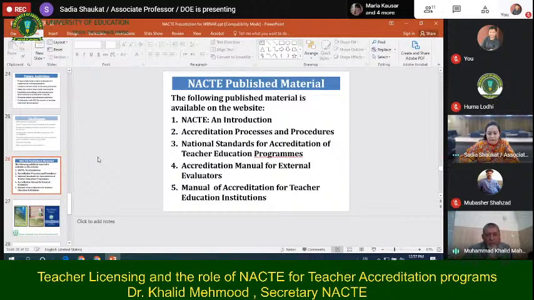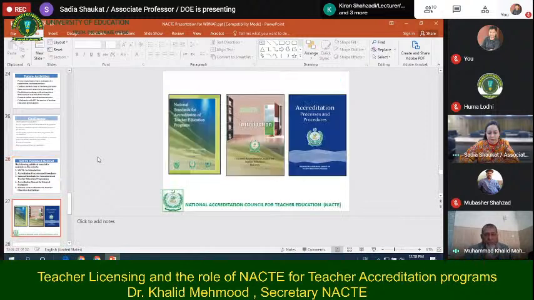Accreditation processes and procedures for institutions, and national standards for accreditation of teacher education programs. As I have tried to explain, national standards have elements and quality indicators. Anybody can go to our website, get this document, and try to understand what it is about. These are pictorial representations of our material: national standards, introduction, accreditation processes and procedures. It is a very detailed document and very useful for those who are preparing for NACTE accreditation.